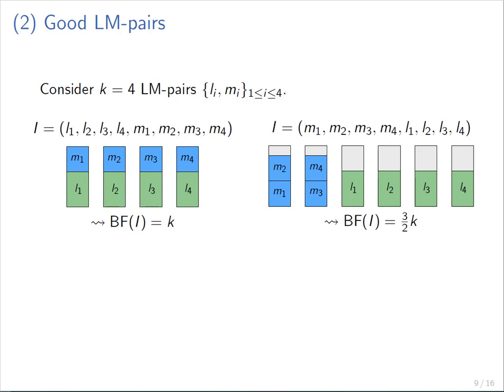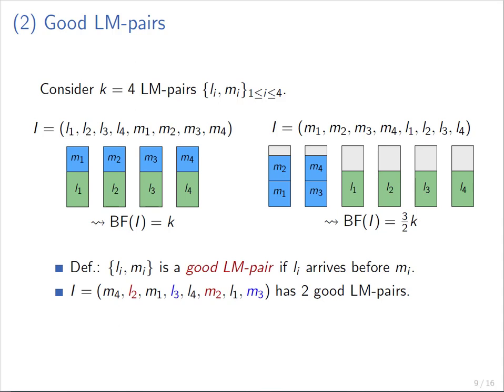So these 2 extreme cases motivate the notion of good LM pairs. We say that an LM pair Li-Mi is a good LM pair if Li arrives before Mi in the considered permutation. Note that in the permutation shown on the left, all LM pairs are good, while in the permutation on the right, we have no good LM pairs. So these are the 2 extreme cases which can happen.